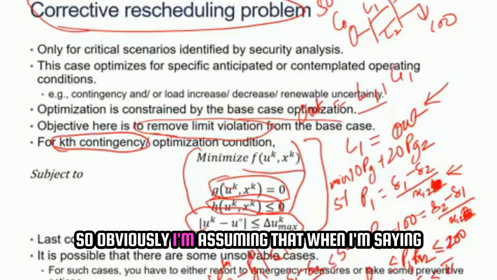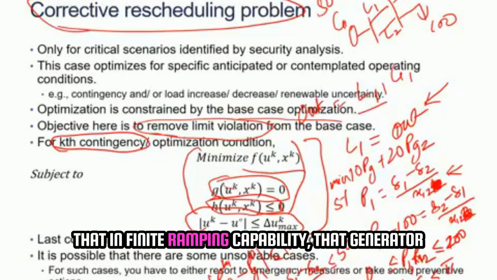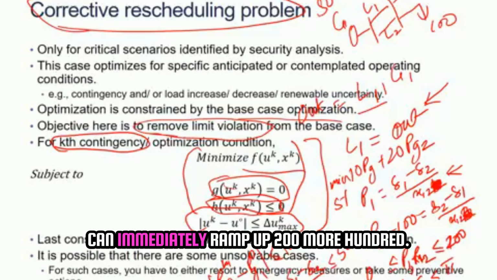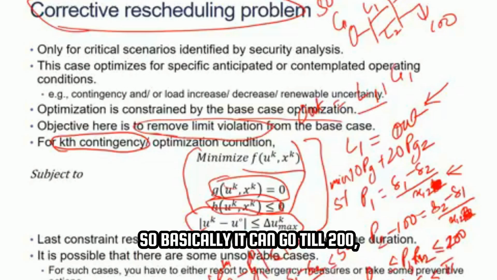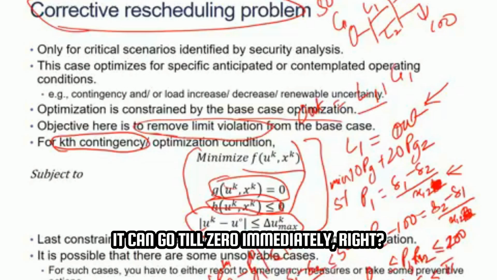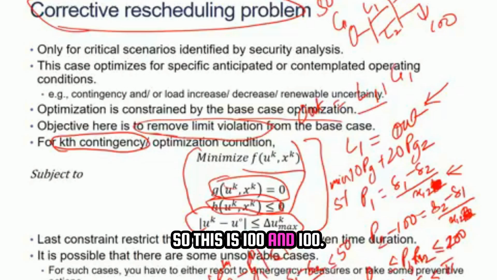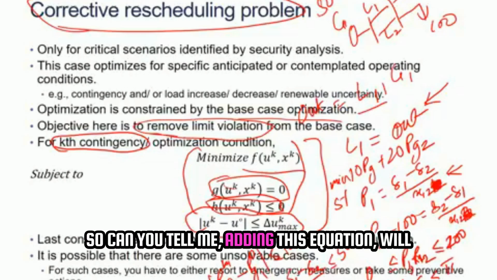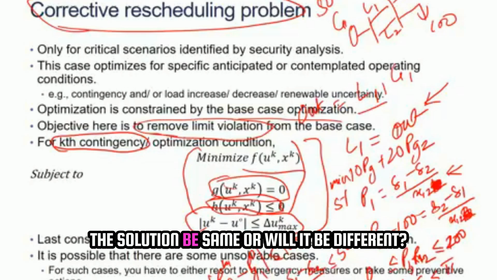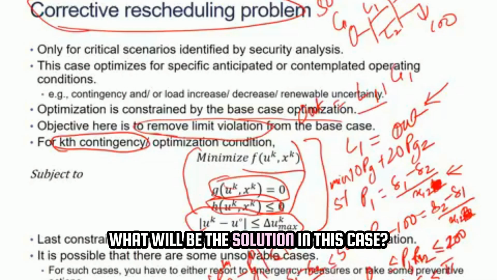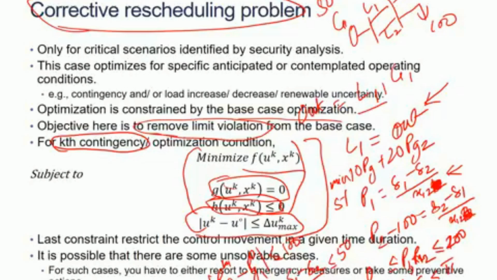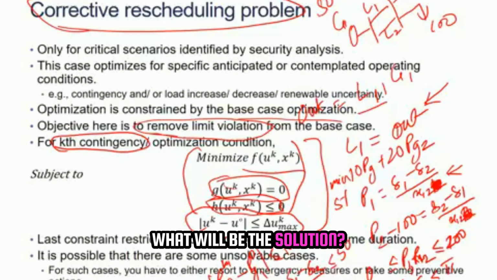So I'm assuming that when I say infinite ramping capability, that generator can immediately ramp up by 100 more, so the difference is 100. It can go till 200 or it can go till 0 immediately, right? So this is plus minus 100. Can you tell me, after adding this equation, will the solution be the same or different? What will be the solution in this optimization problem?